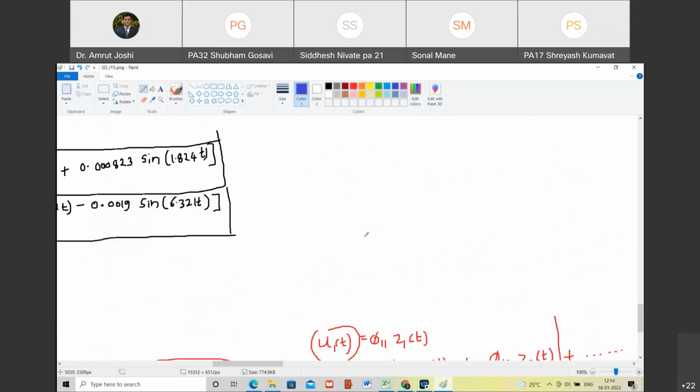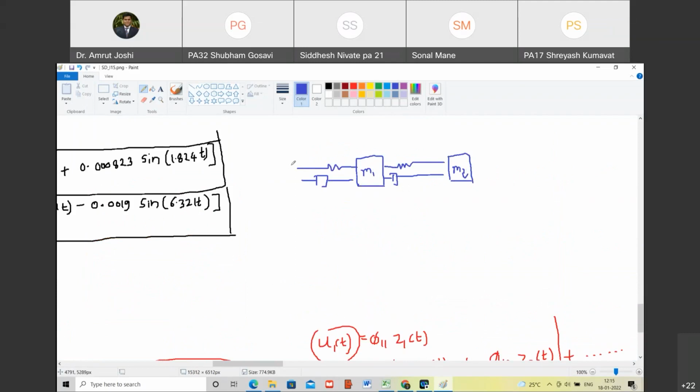How do we plot these mode shapes? So how does the first mode shape look like? I will plot it here and show you. This is M1. This is M2. Are you with me? Yes, sir. If this system has to vibrate in the first mode shape, how will it look? Let us try to draw it here.